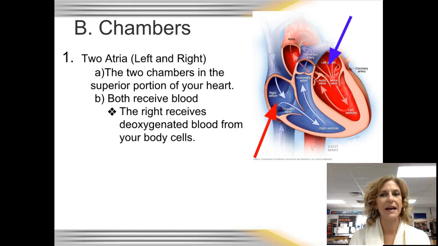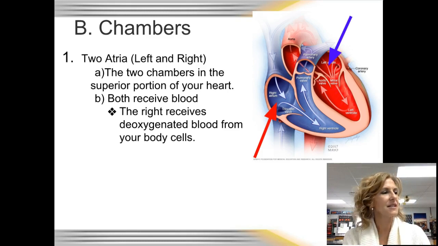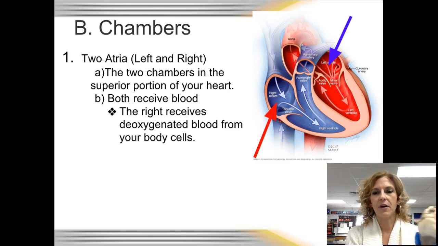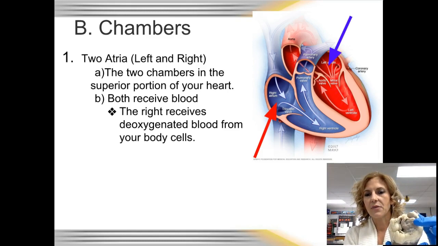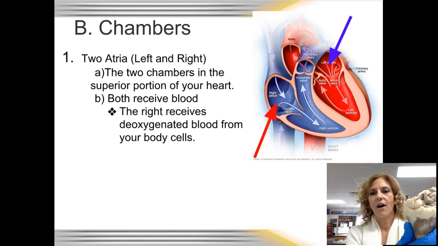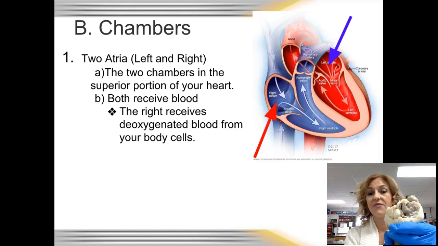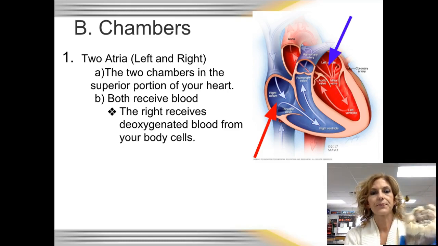Maybe that's a helpful mnemonic. One of my students showed me that one. So we have 2 atria on top. The atria are not very big. I'm going to go back to my sheep heart, and right here you can see the atria. All the rest of this underneath is the ventricles. So the atria are quite small.